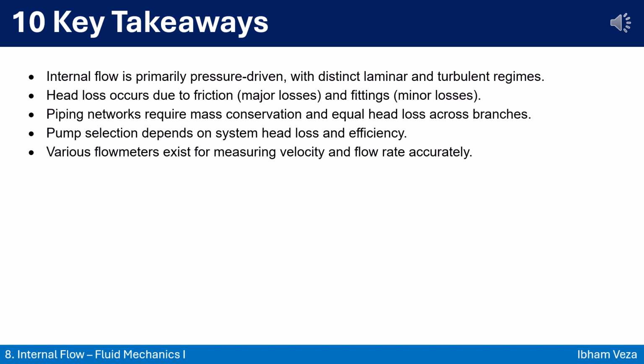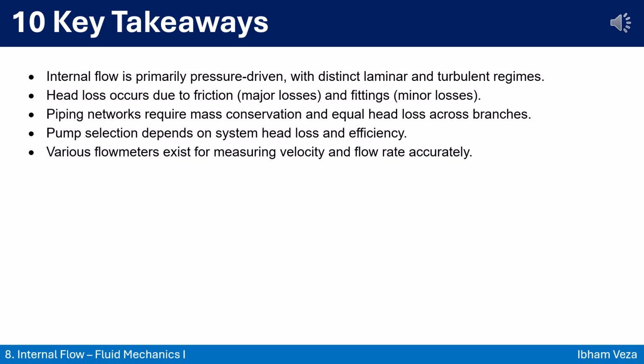10. Key takeaways. Let's wrap up this chapter on internal flow by zooming out to see the big picture. At its core, internal flow is driven by pressure differences within completely filled conduits. Unlike open channel flow, internal flow operates in a closed environment, where friction and boundary effects dominate. We learned that head losses come from two sources: major losses caused by pipe friction and minor losses caused by fittings, valves, bends, and changes in geometry. Both types of losses reduce the system's efficiency and must be carefully calculated.